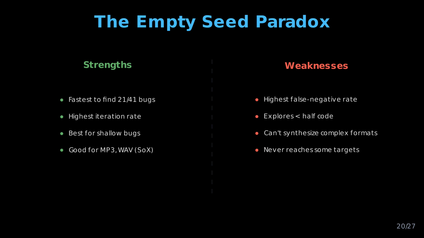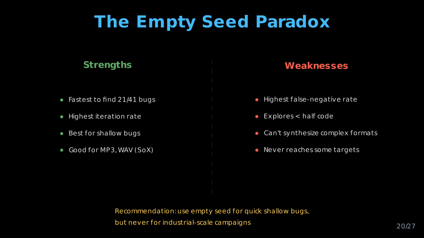But the empty seed also had the highest false negative rate. It's the most likely to miss a bug entirely. On structured formats like XML and PDF, it covers less than 2% of the code because it simply can't synthesize the complex structural elements needed to get past the initial parsing stages.